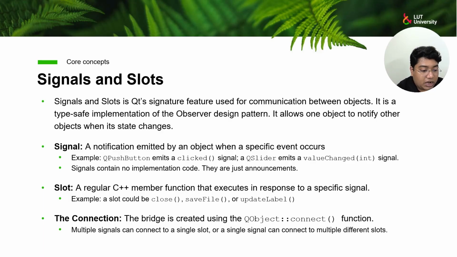But Qt connects these two pieces together using the connect function. The button emits a signal, Qt forwards that signal, and the connected slot is automatically executed. One signal can trigger several different slots. Likewise, several different signals can all trigger the same slot. You'll use this pattern consistently when building Qt applications.